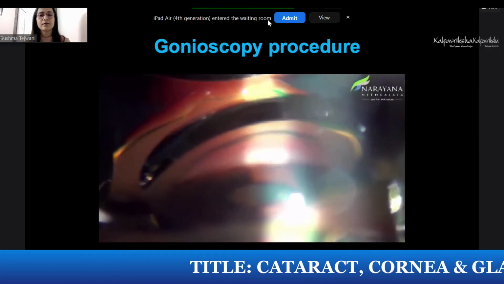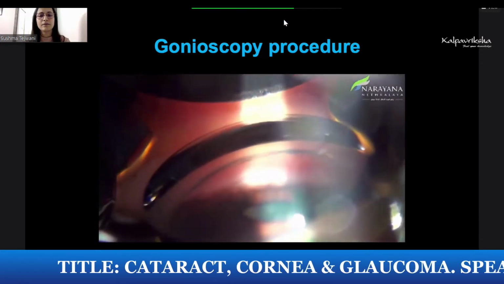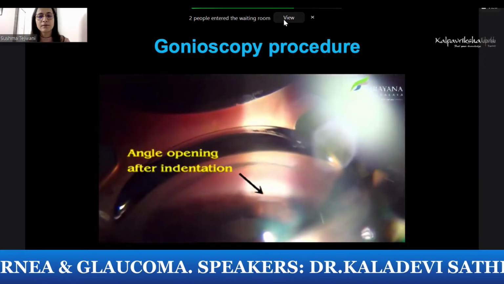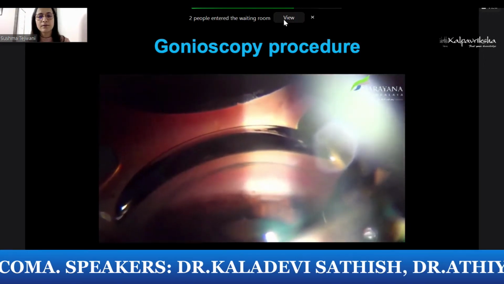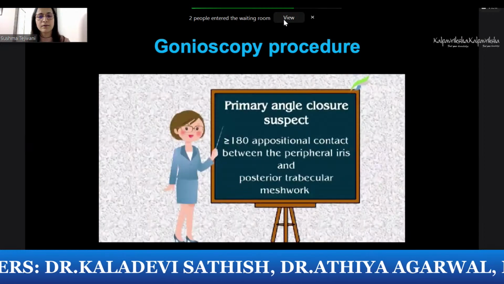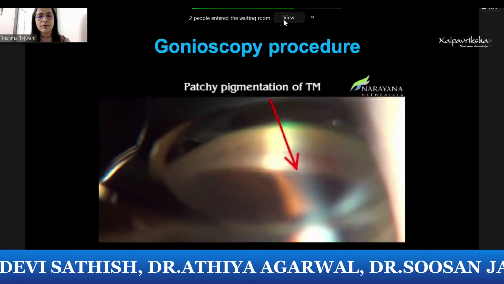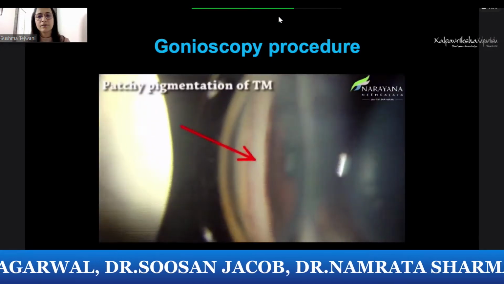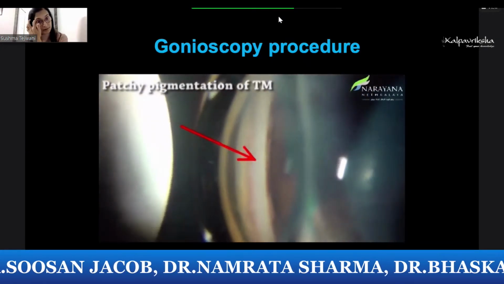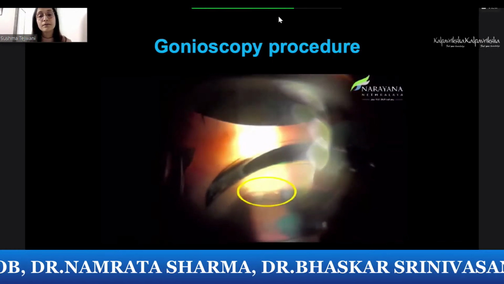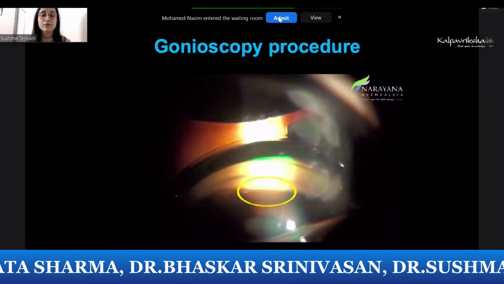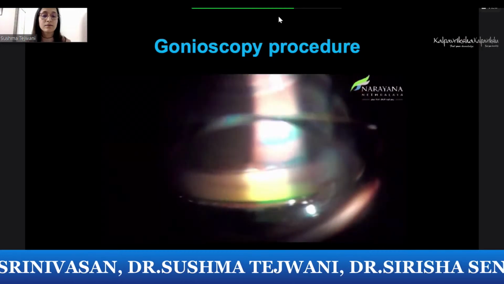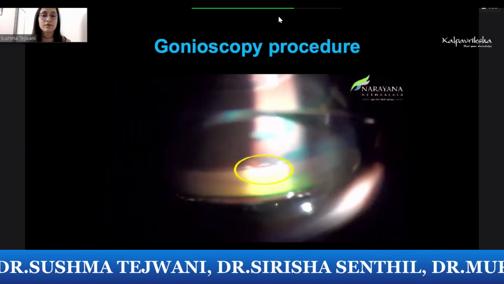This particular angle shows narrow entry with only Schwalbe's line visible with a small light. However, with indentation, the angle opens up, thereby suggesting appositional closure. Here, one can see patchy pigmentation of the posterior trabecular meshwork, which is indicative of prior occlusion. In certain angles, you can see goniosynechiae at one or multiple places. If the angle does not open despite indentation, that suggests synechial closure.